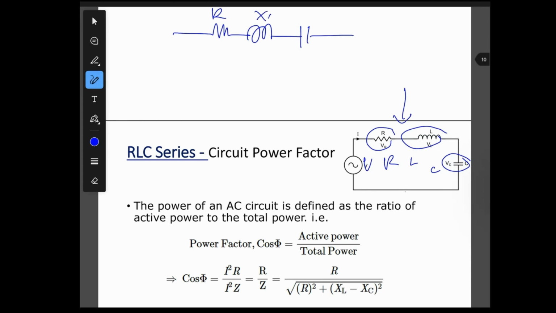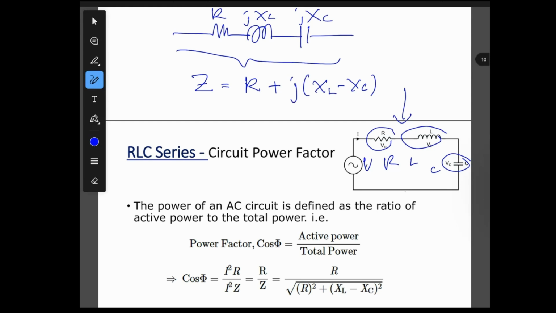R, XL, JXC. So the combination of R, L, and C we call impedance, Z, equal to R plus j(XL minus XC). This one we call impedance, and the unit is ohm.